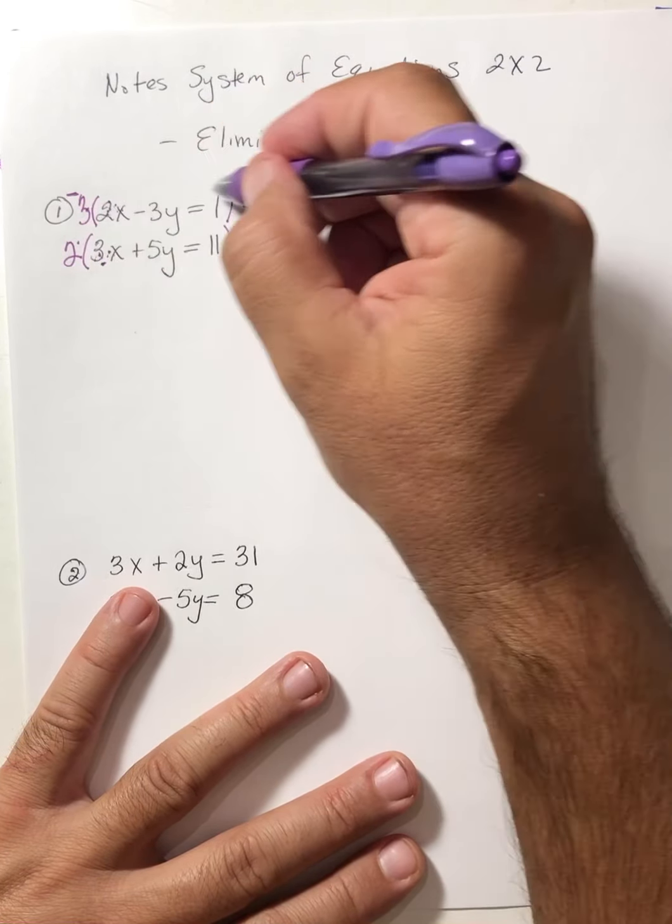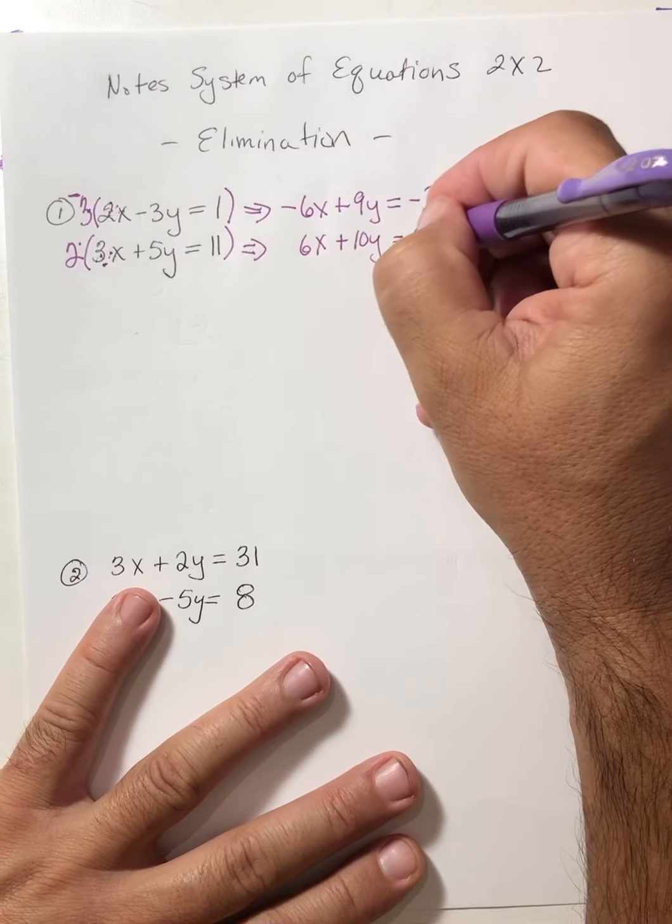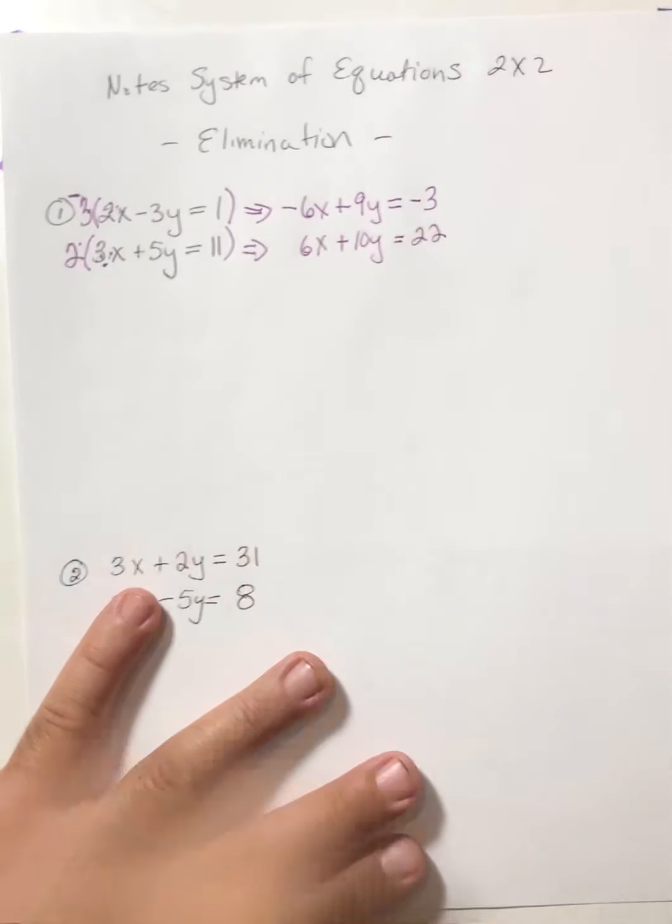So I have 6x plus 10y equals 22. Okay? So notice, remember, whatever number is at the bottom, we multiply to the top. Whatever is at the top, we multiply to the bottom. That works 90% of the time. However, in this case, it wasn't working. We had to worry about a sign because these were both positives.